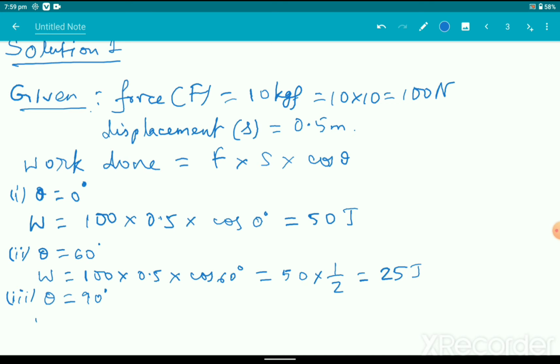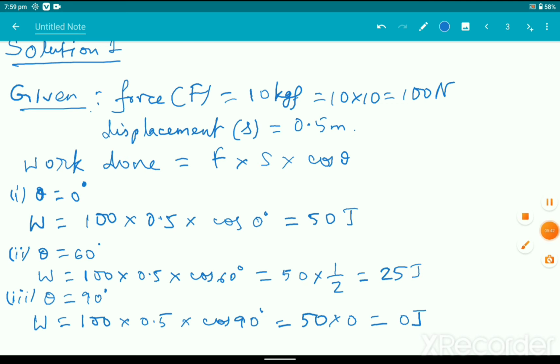Okay, then in this case the work done will be 100, this is the force, 0.5, this is the displacement, and cos 90. So what is the value of cos 90? Can you remember the value of cos 90? The value of cos 90 is 0, isn't it? Hence the work done will be 50 into 0, ultimately it turns out to be 0 joule. So this is the formula, fine.